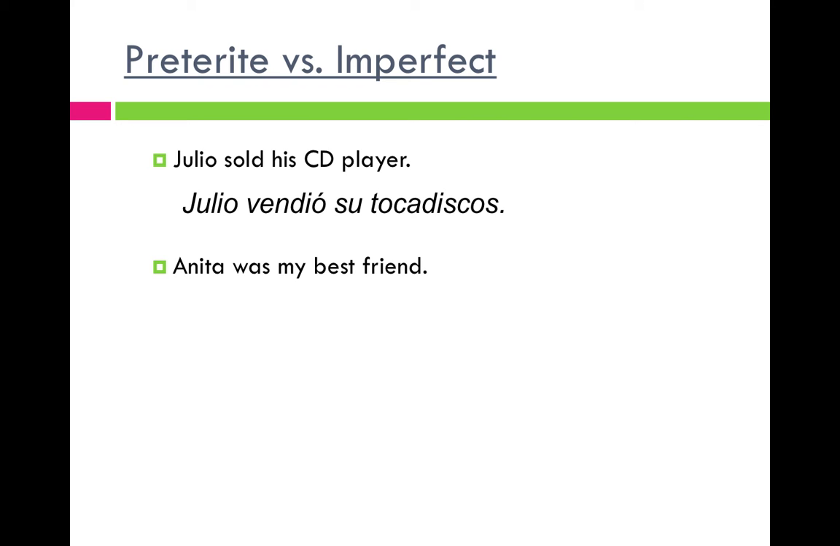Anita was my best friend. Now remember, this one is Anita used to be my best friend. So I sometimes like to tell my students to plug that "used to" in there just to help you identify whether you're using the imperfect or the preterite. In this case, the translation would be, Anita era mi mejor amiga.